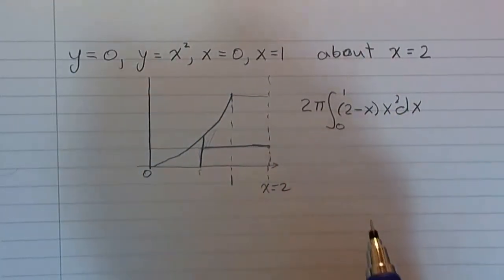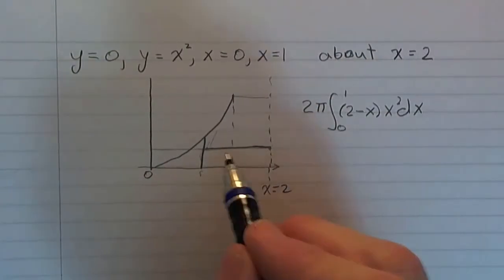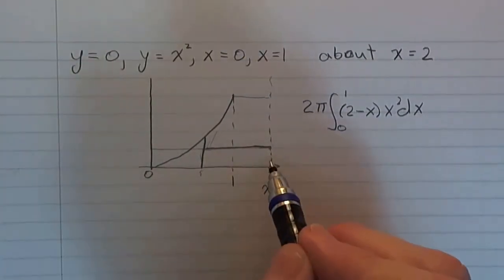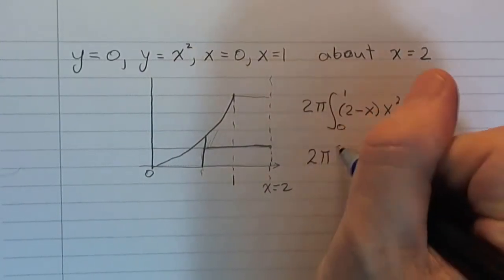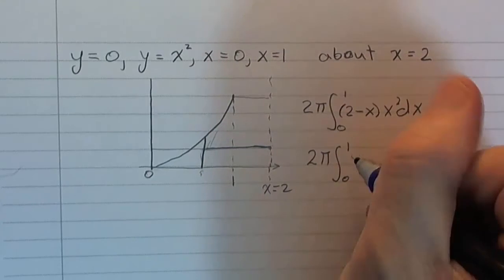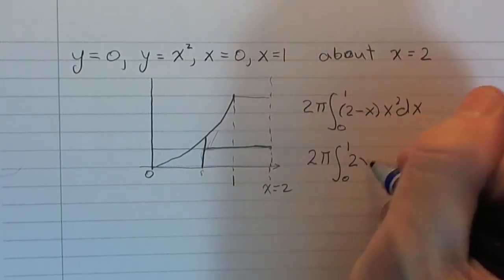So this is what I would integrate to get the volume of the solid formed when we revolve around x equals 2. If you wanted to see how we are going to integrate that, well, I would just distribute through.